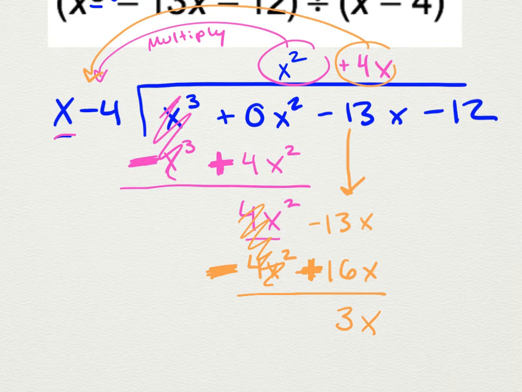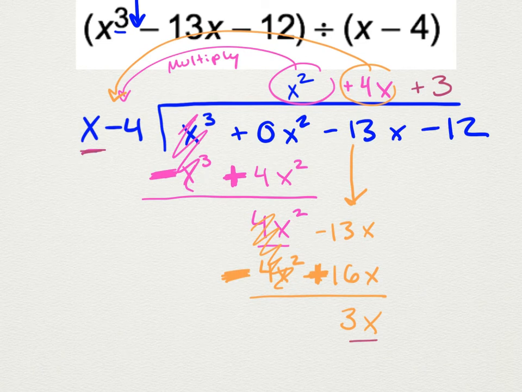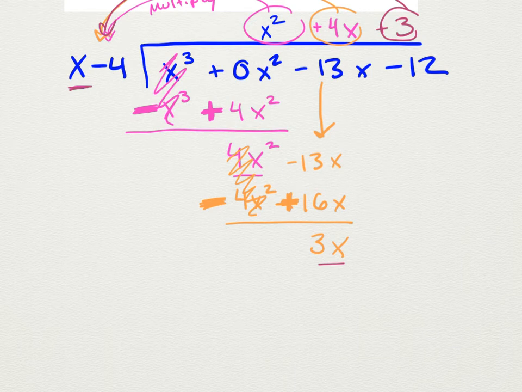So now we ask ourselves, what times x gives us 3x? 3. Once we put a number up top, what do we do with it? Multiply. So what's 3 times x? 3x. What's 3 times negative 4? Negative 12. Do we have an x? 3 times negative 4? Wait. Nope, they're just numbers. No x's there. So 3 times negative 4.